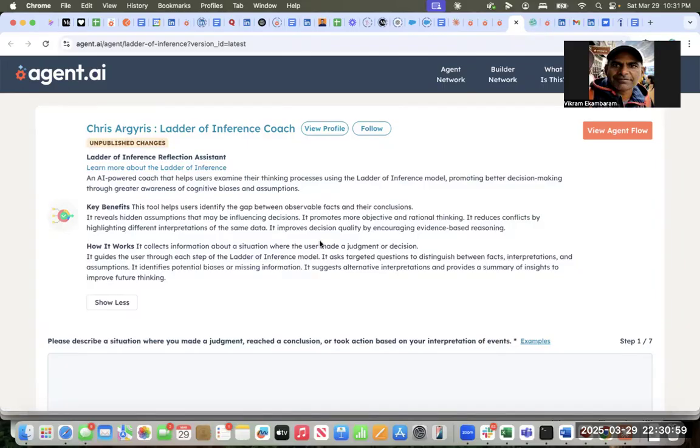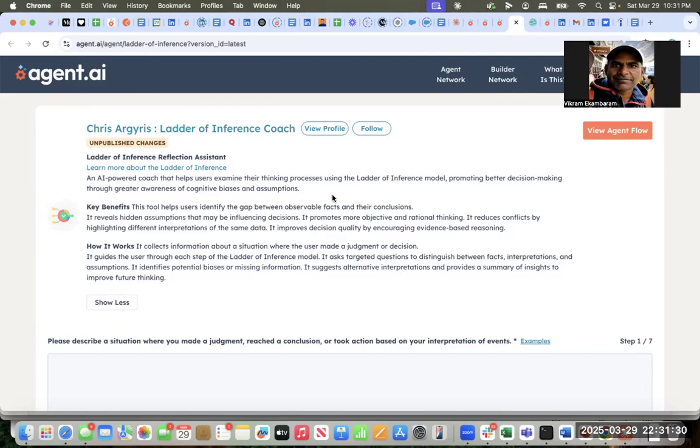Hi, this is the Ladder of Inference coach agent that I built. For those of you who don't know, the Ladder of Inference was created by Chris Argyris, and it's an approach that helps you examine your thinking processes so that you can make better decisions. It helps you look at facts, the conclusions that you draw from the facts, the biases, the assumptions, the beliefs that go into making decisions.